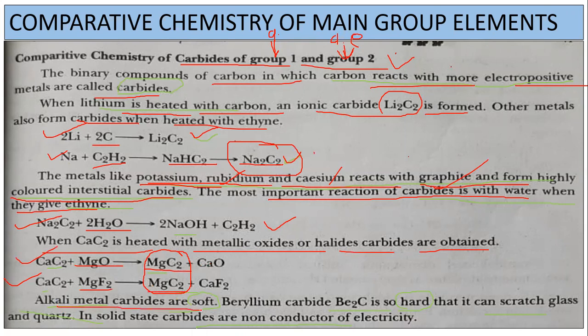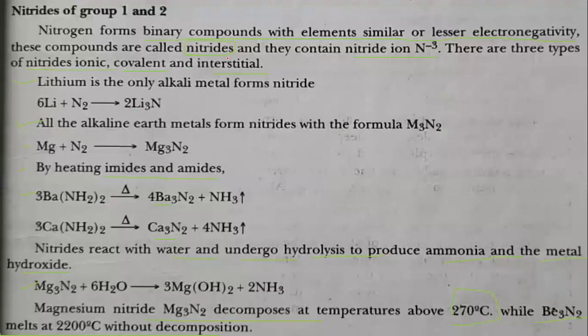So alkali metal carbides are soft. Beryllium carbide, that is Be2C, is so hard it can scratch glass and quartz. In the solid state, carbides are non-conductors of electricity. But when they are converted to the liquid state, they may conduct electricity. Due to that, such a sentence is written over here.